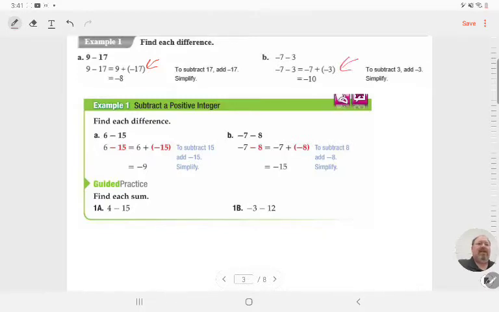On B, we have negative 7 minus 3. Again, we could rewrite that as negative 7 plus a negative 3. Now they're the same sign, so all we have to do is add them and keep the sign. 7 plus 3 is 10, so negative 10.